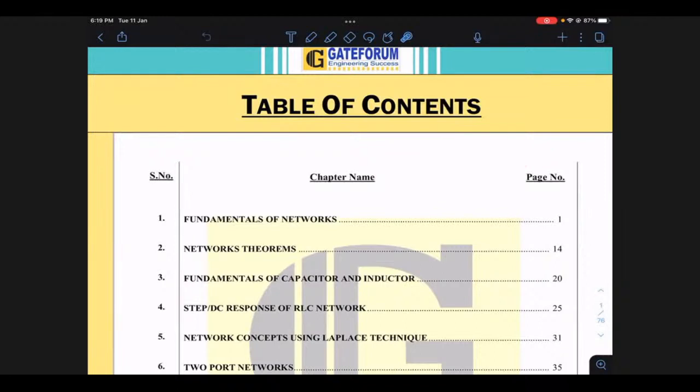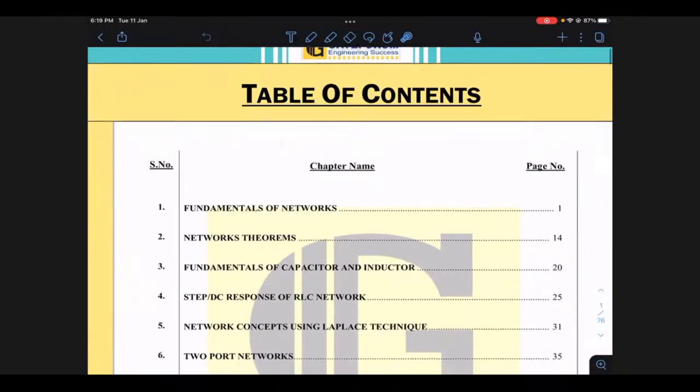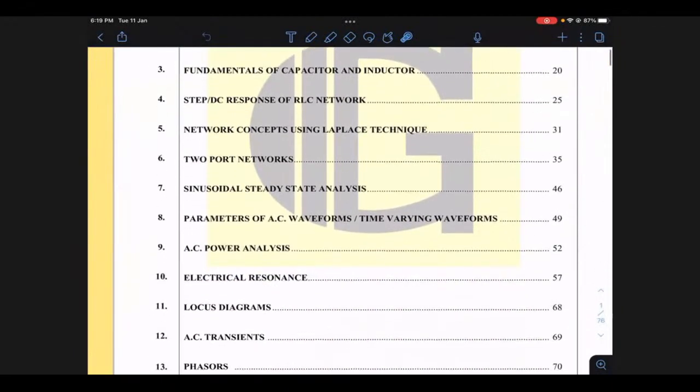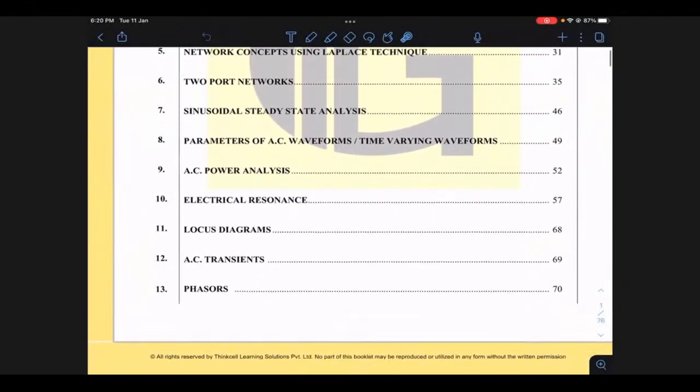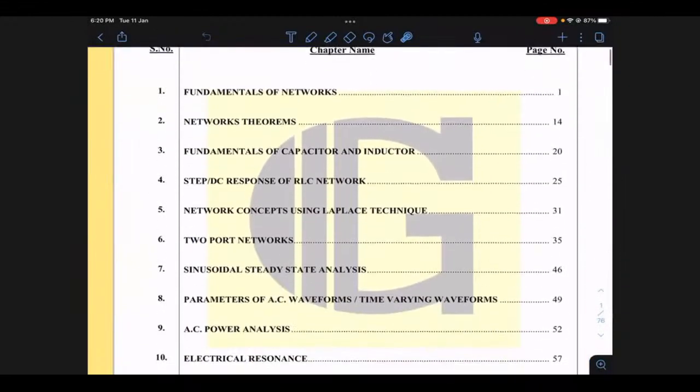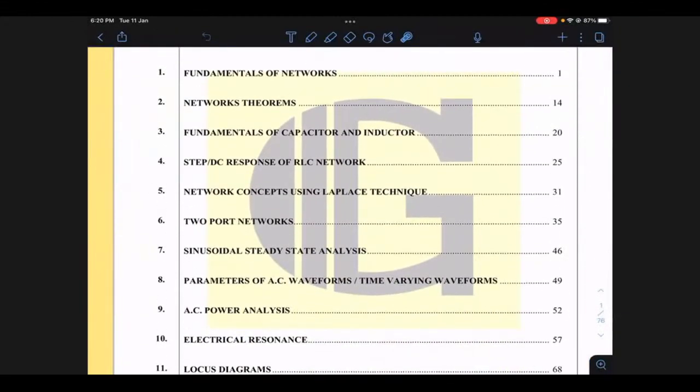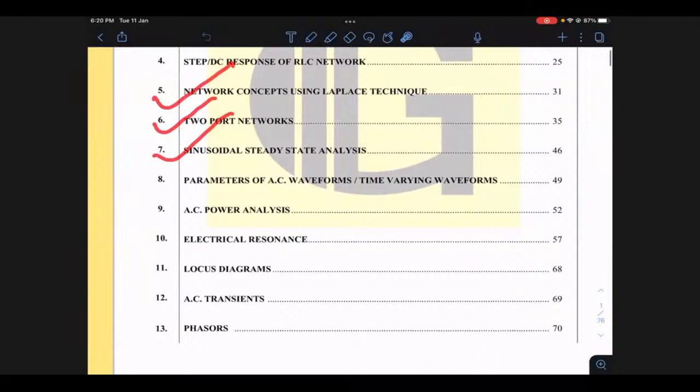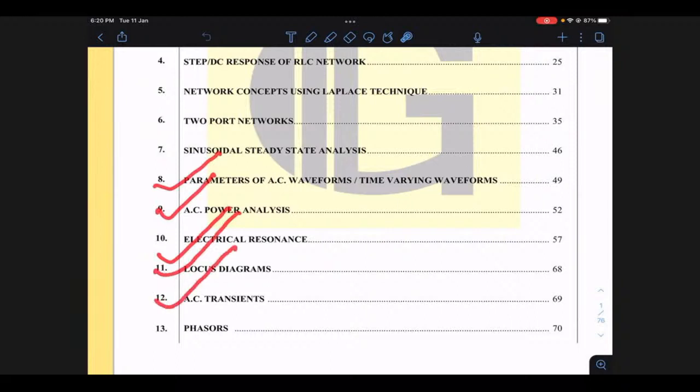And again, there are some particular areas from where mostly questions are targeted. The list is quite big actually. When I teach in the class, I have divided the entire syllabus into 13 topics: fundamentals of networks, network theorems, fundamentals of capacitors and inductors, step or DC response of RLC networks, concepts using Laplace, two-port, sinusoidal steady state analysis, parameters of AC waveform, AC power analysis, electrical resonance, locus diagram, AC transients and phasors. Those who have learned from me might have seen this is the sequence I used to follow in the class.